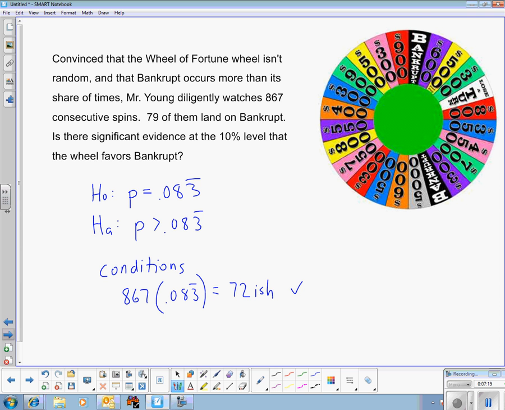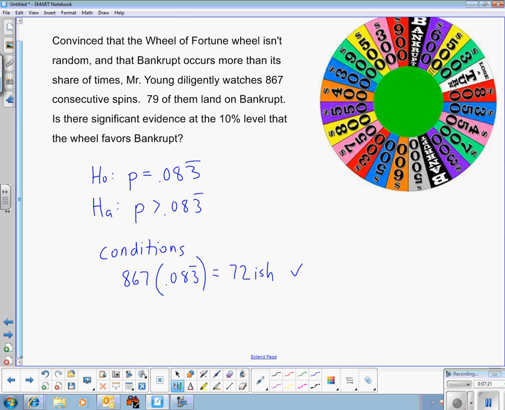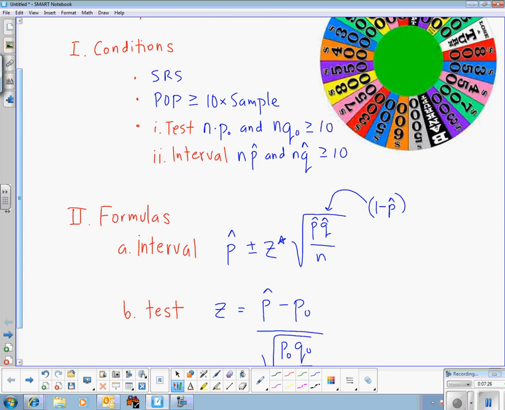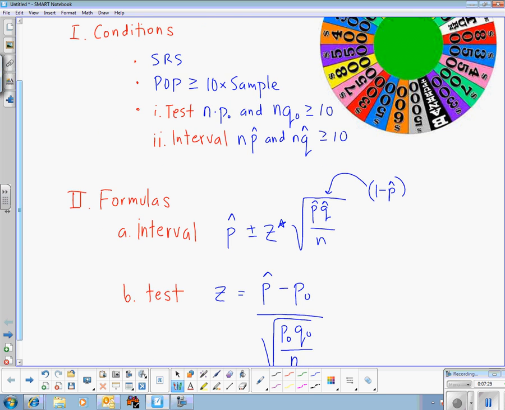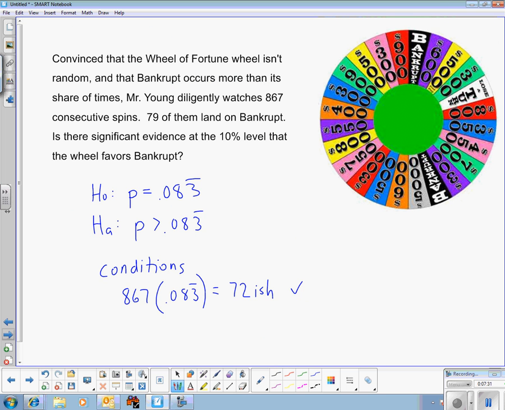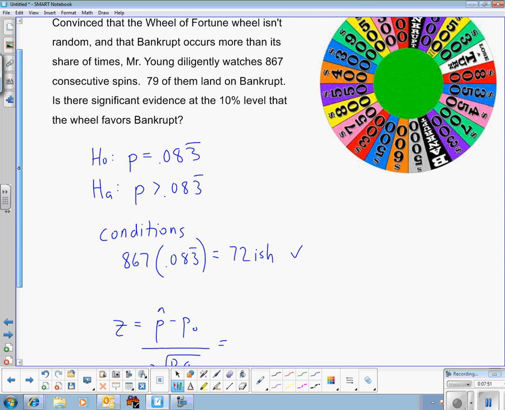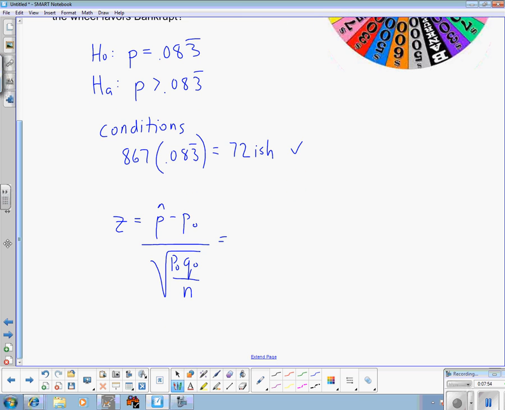Okay, so now we do our work. We plug into our formula to get a z-score. The formula from right back here is P hat minus P naught over the square root of P naught Q naught over N. So let's fill in P hat, the actual observations that I got. I got 79 out of 867.